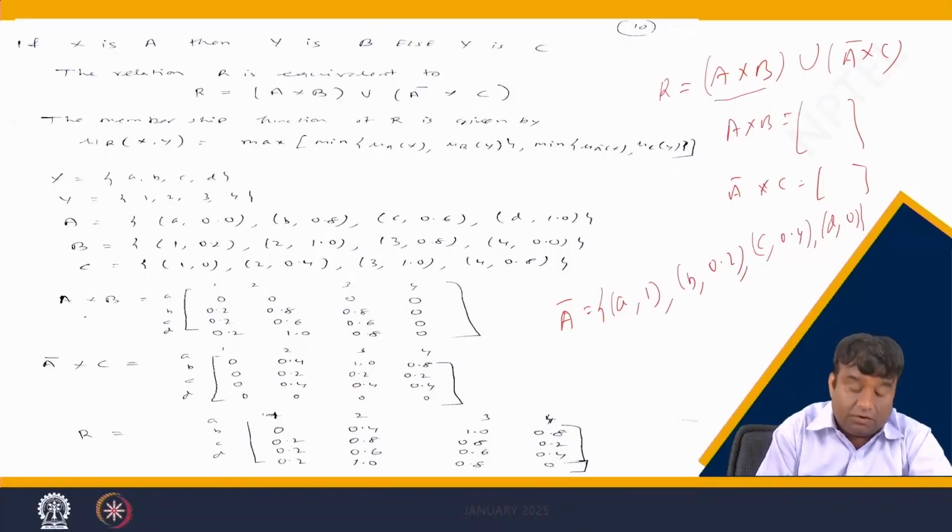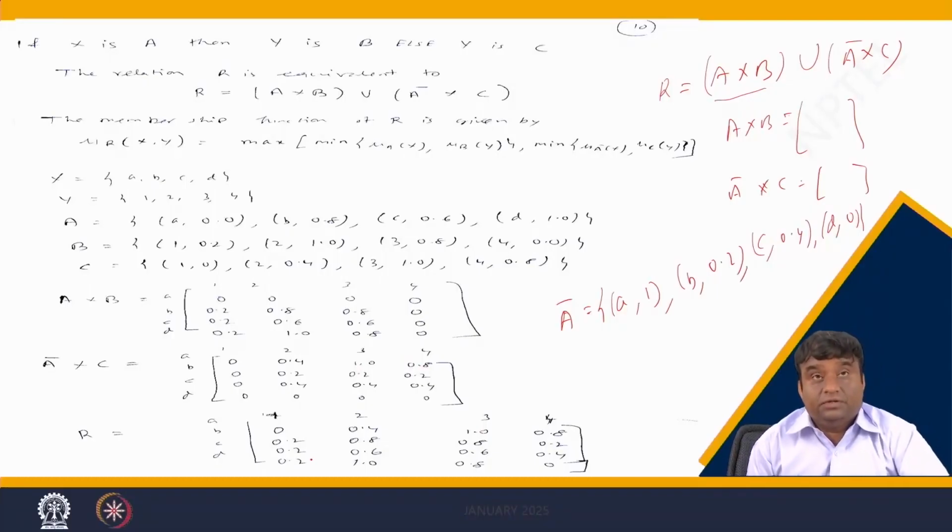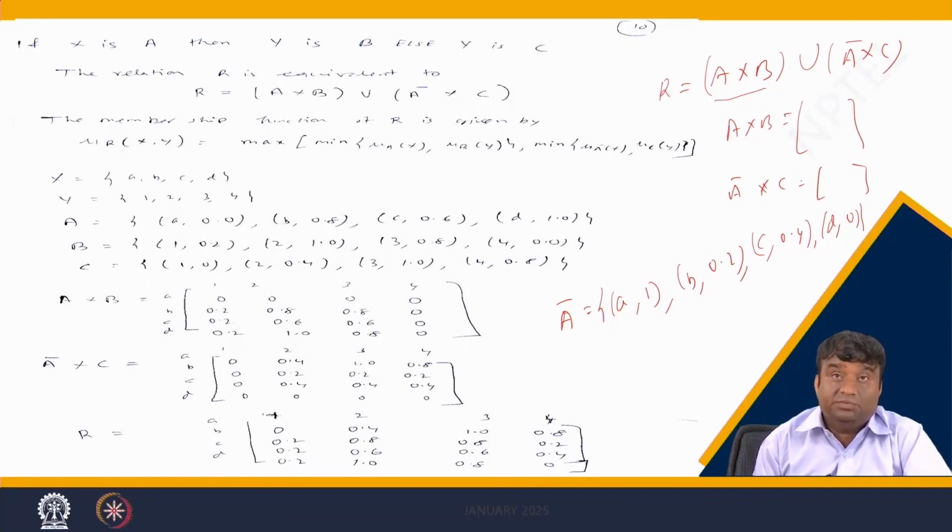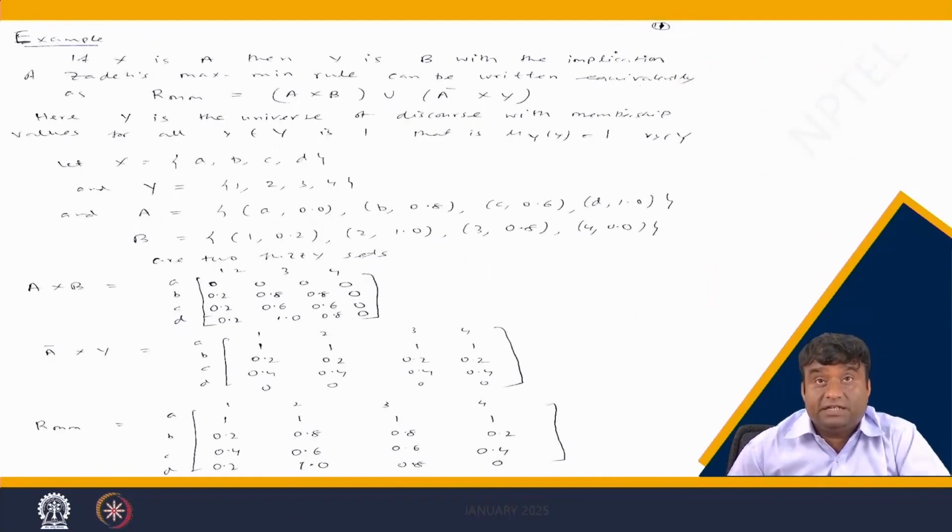So we got A cross B, we got A cross C. Now find the maximum value. So 0, 0, maximum value 0, 0.2, 0.4, 0.4, 0 and 1, 1, 0.8, 0, 0.8. So in this way we will find the R. So this is the example of if X is A, then Y is B. Now try to understand the next example.